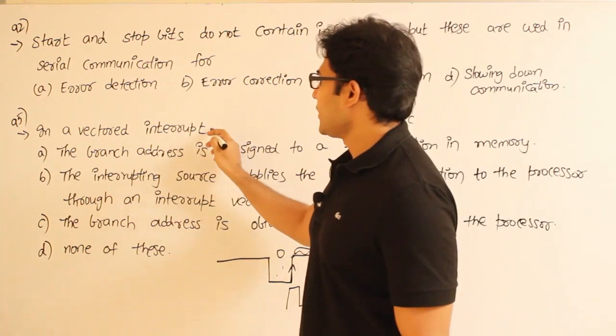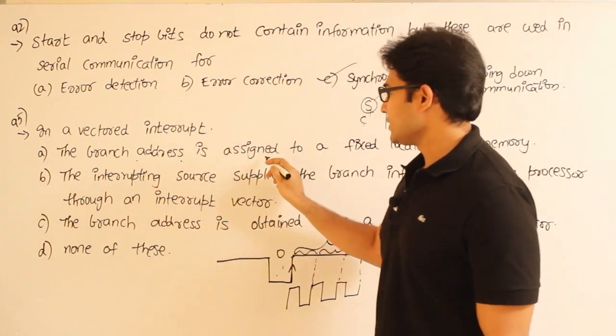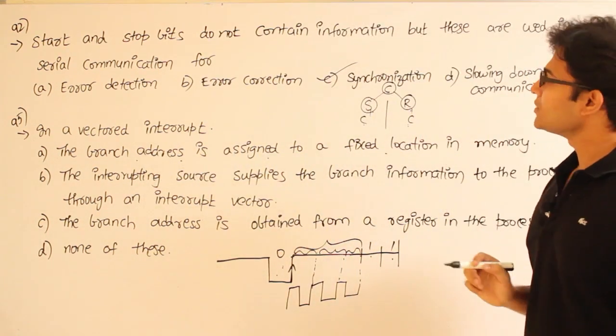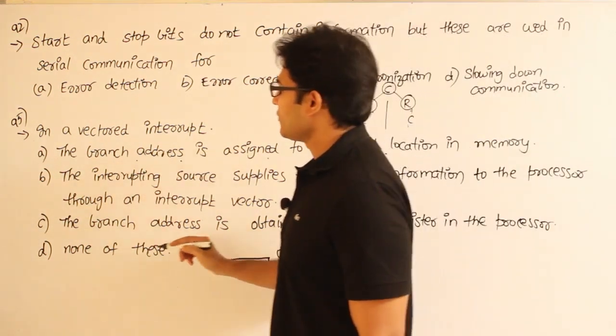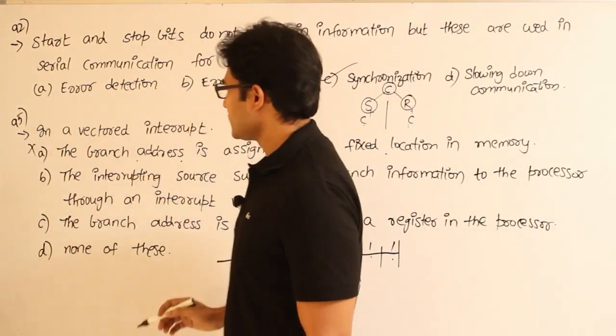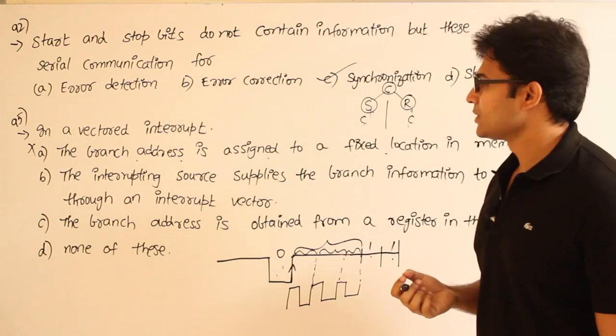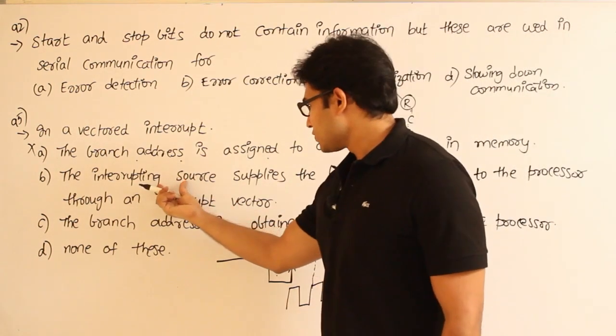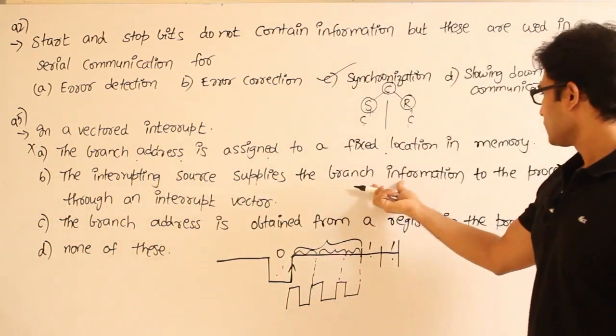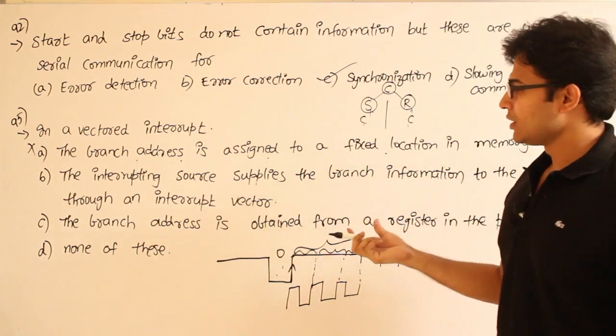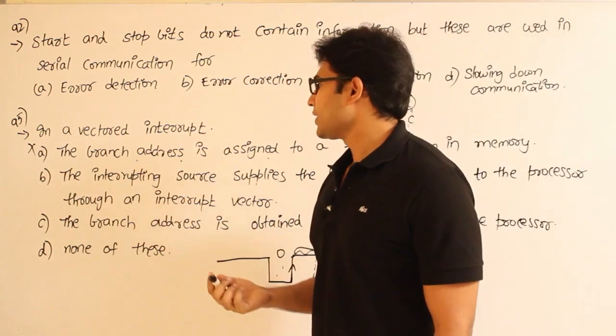So see this, in vectored interrupt, the branch address is assigned to a fixed location. No, why should the branch address be involved in this? The interrupting source supplies the branch information to the processor through an interrupt vector. Yes.